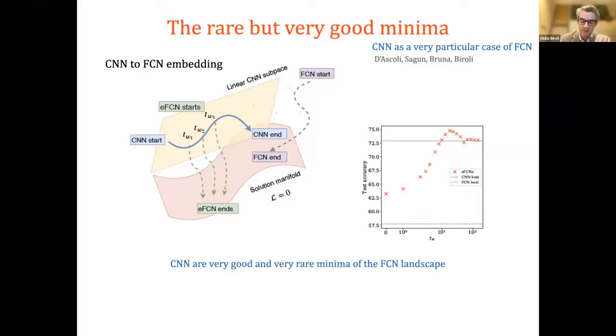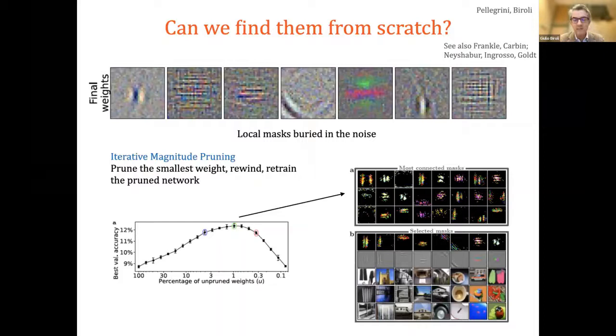Now, going in this direction to try to make a connection between the structure in the data, the architecture, and the property of the loss landscape, I would like to ask whether these rare minima that I just discussed, the CNNs within the space of the fully connected network, which are very rare solutions, can be found. I mean, what is the property of these minima that makes them so much better than the others? And can we find them from scratch?